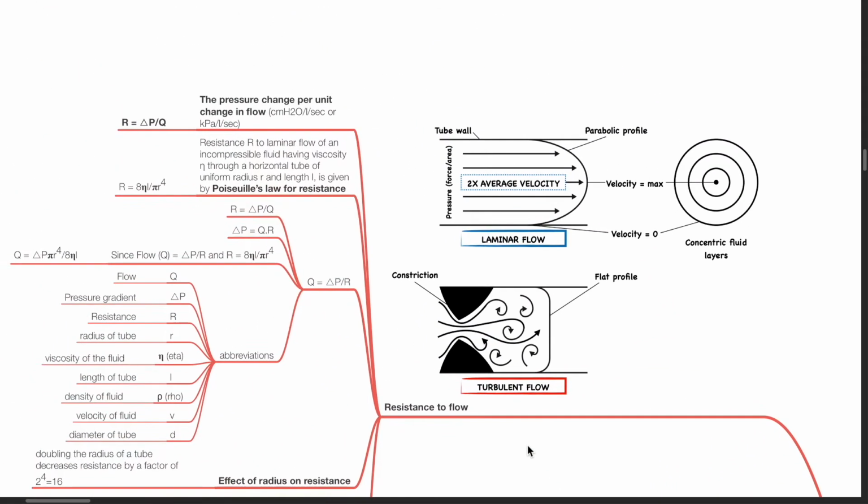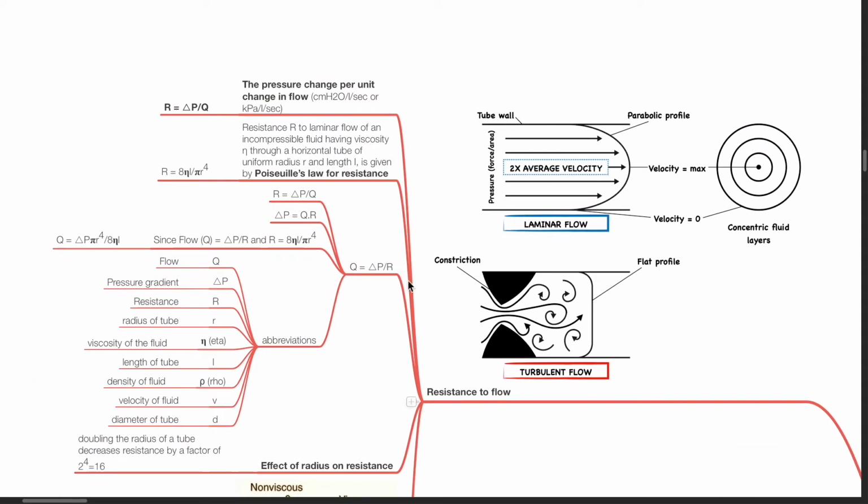Resistance to flow is defined as the pressure change per unit change in flow in cmH2O per liter per second. The formula is R equals delta P divided by Q, where R stands for resistance, delta P is the pressure gradient, and Q is the flow.